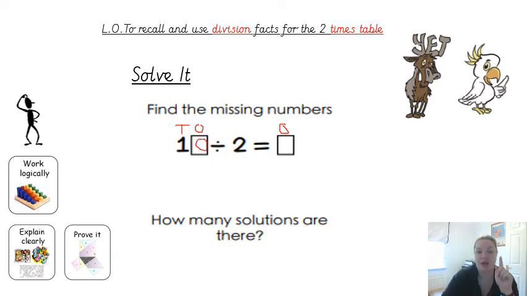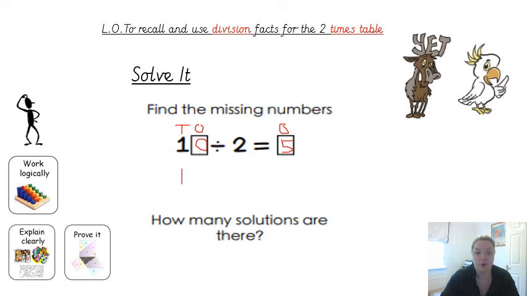Okay, so 10 divided by 2 is, let me work it out: 2, 4, 6, 8, 10. Okay, the answer is 5. So that's one way of doing it. Okay, there might be another way. So I'll do one more with you, and then you can see if you can do the rest.